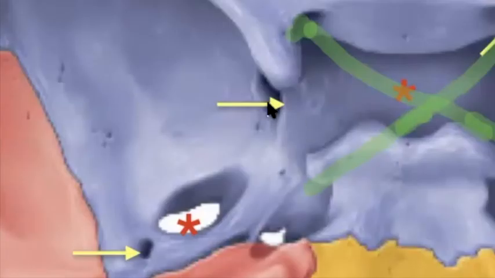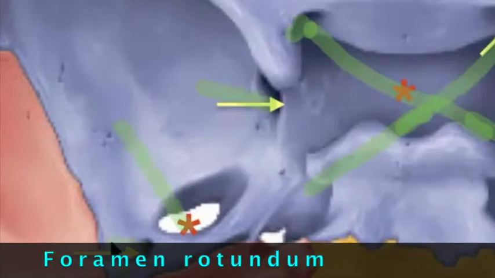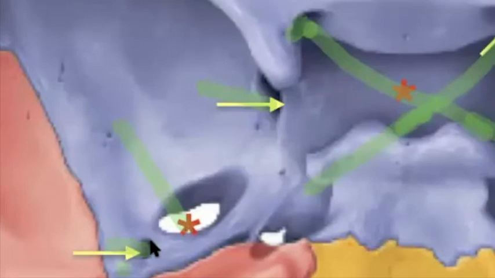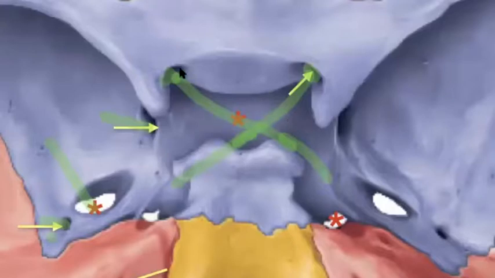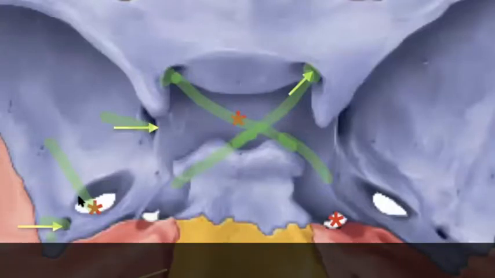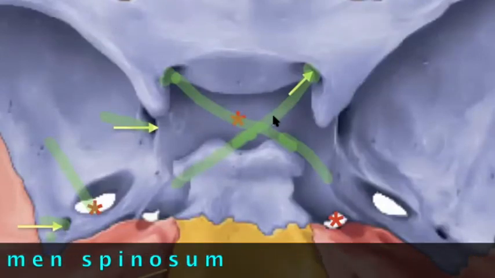And then you have three holes right here, R, O, S. So some people have used the mnemonic cowboy Ross, right? Rotundum, ovale, and spinosum over here. And those are entirely within your sphenoid bone. So sella turcica, optic canal, foramen rotundum, the foramen ovale, and foramen spinosum, all within your sphenoid.